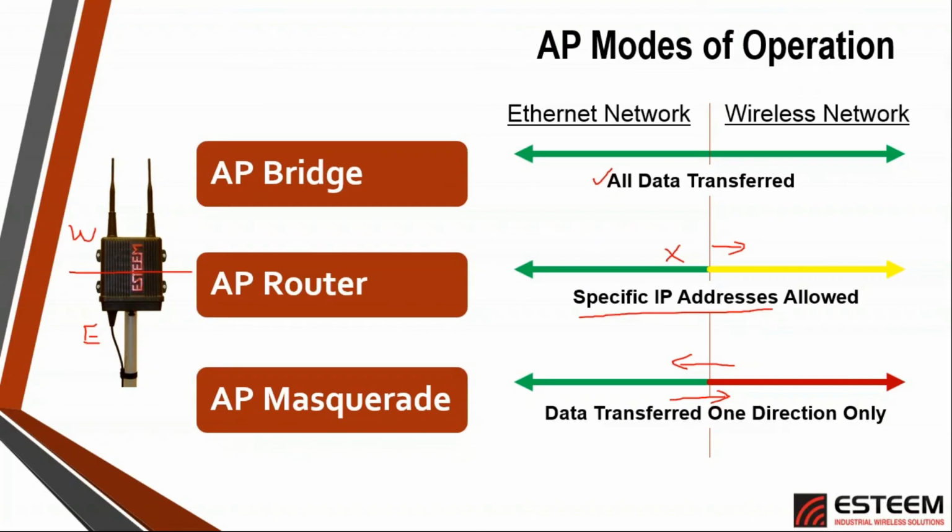Okay? Understanding how that works is going to be critical because when we start talking about the client modes or the mobile modes, we're going to use the same terminology again: bridge, router, masquerade. Again, the best way to think of this: bridge allows everything, router allows specific IP addresses within the range to go through, and the masquerade will only allow communication going one direction. It cannot be pushed through the wireless, it can only go into the wired system. All right.